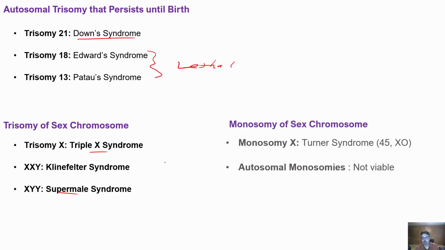You can also have monosomies of the sex chromosome. So monosomy X, we have Turner syndrome. Here we have 45 instead of 46, and you'll notice that we have one X, but the other spot is empty.